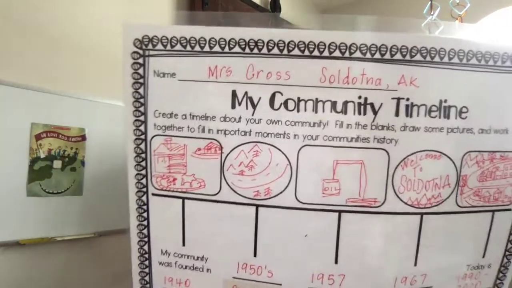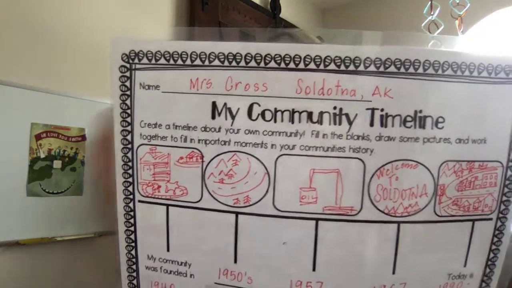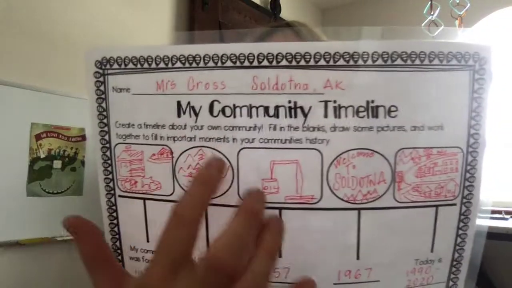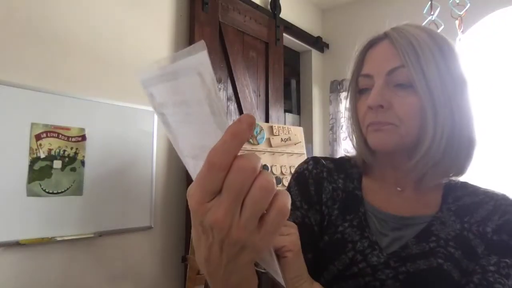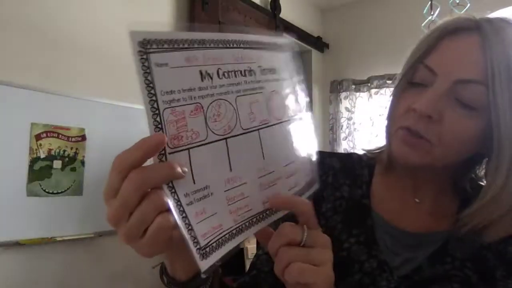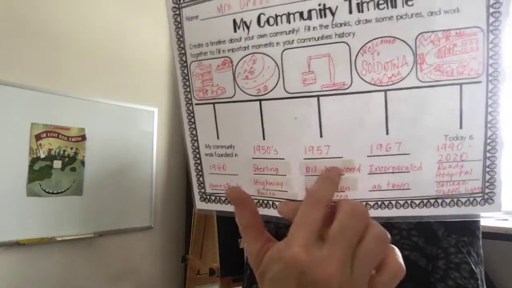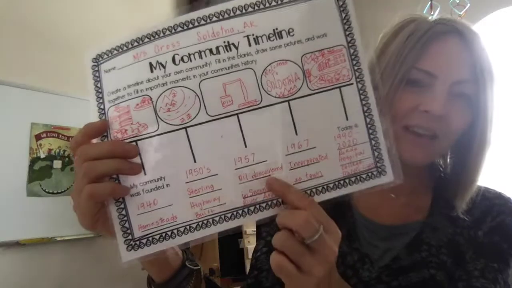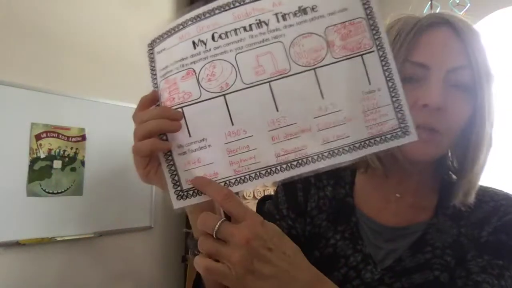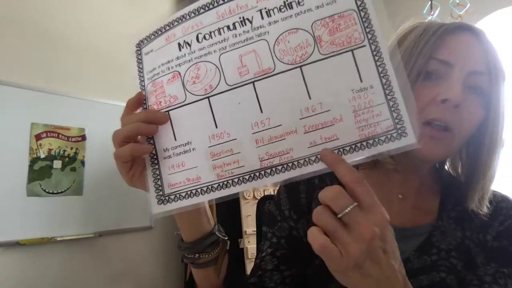In the 1950s, oil was discovered on the peninsula and around Swanson River. So I drew a picture in here of the mountains and Swanson River. Actually, that was the Sterling Highway. Sorry, I'm reading it backwards. In the 1950s, the Sterling Highway was built, so I drew a picture of a highway. 1957 is when oil was discovered in Swanson River. See how they're going in order, starting with the oldest: 1940, 1950, 1957, oil.